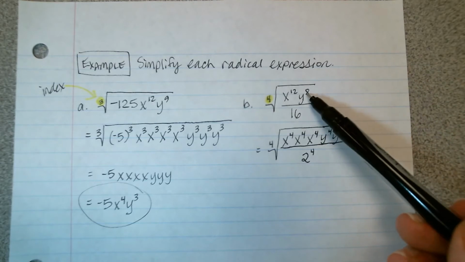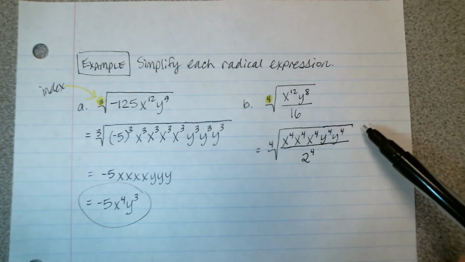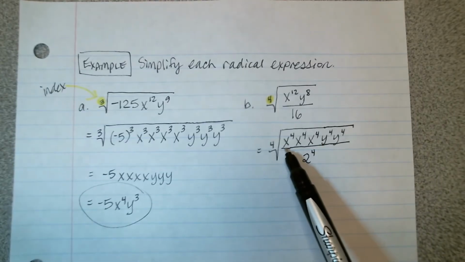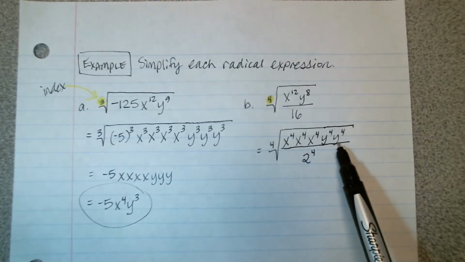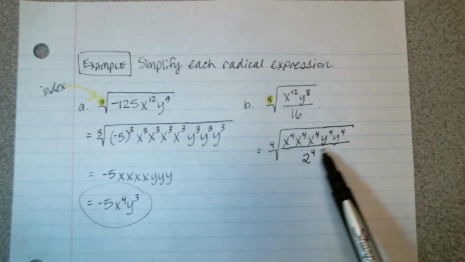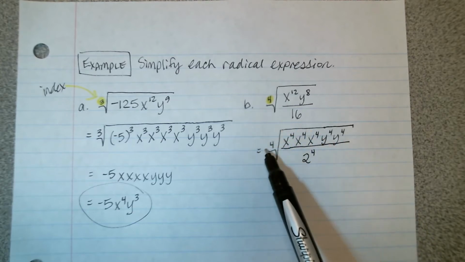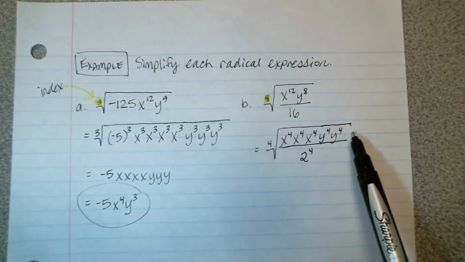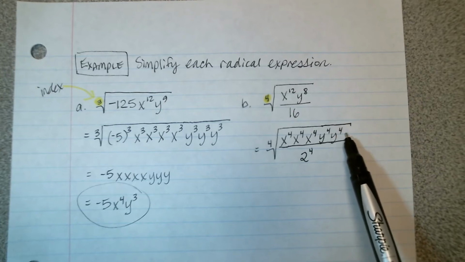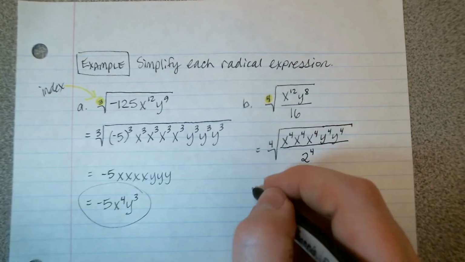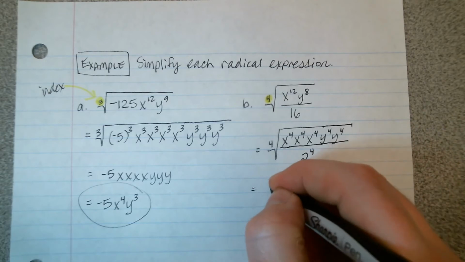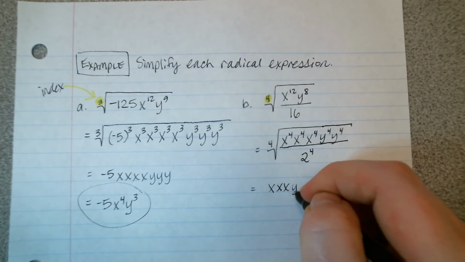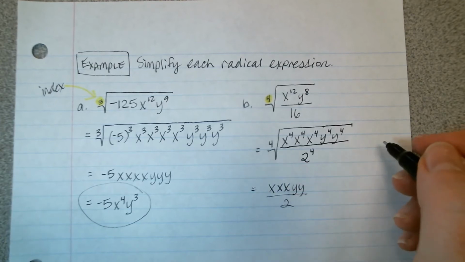However, if this had been y to the 9th, I would have an extra y over here. So all of these bases here that have an exponent of 4 will cancel out with this radical of index 4. If I had any extra terms lying around, like a y to the 1st power, that would stay inside this radical. So we're going to have 1, 2, 3 x's, 2 y's, and a 2 in the denominator.